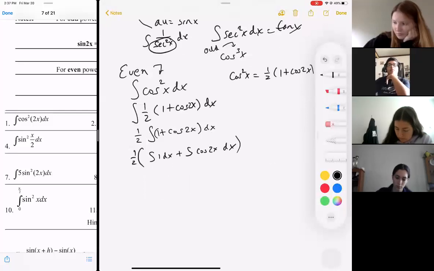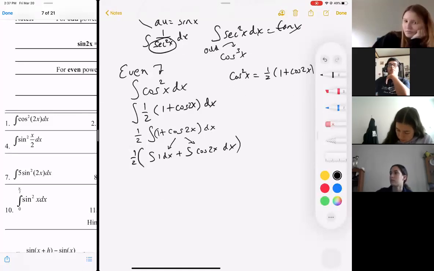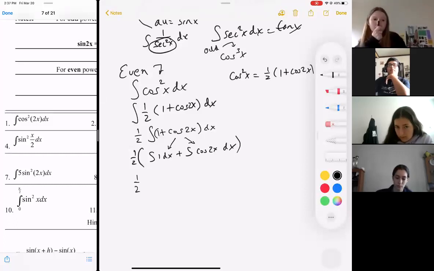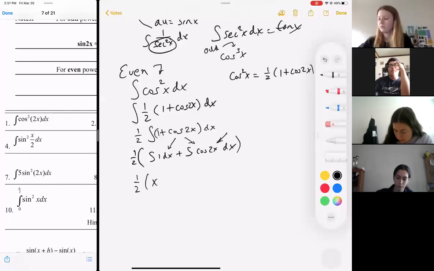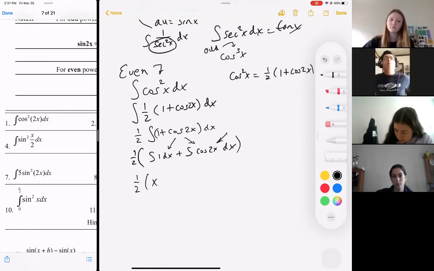Is everyone okay with the split? You don't have to write it, but it's something that should be going on in your head. The integral of 1 is pretty easy. That's just going to be x. Now, over here, our identity doesn't say the integral of cosine 2x. It's just a cosine of x.